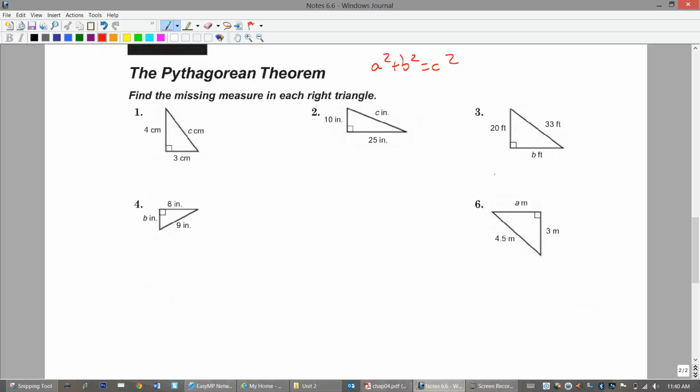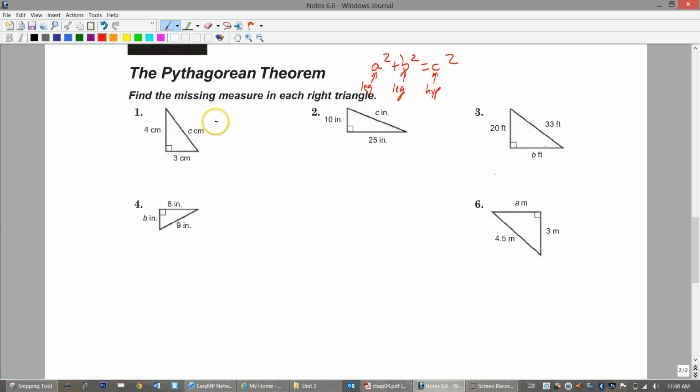Okay, so to find the missing measure, on number 1, we want to find what that hypotenuse is. If you remember, the c squared is the hypotenuse. This is a leg of the right triangle. This is the other leg of the right triangle. On right triangles, the hypotenuse is always the largest. Okay, so here we go.